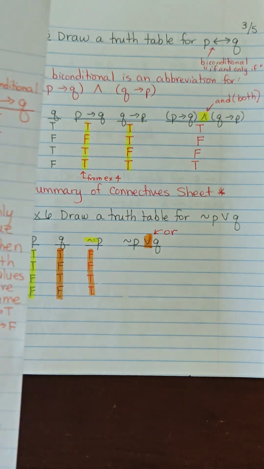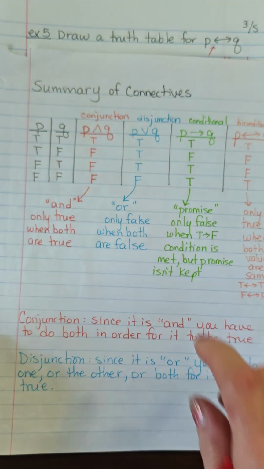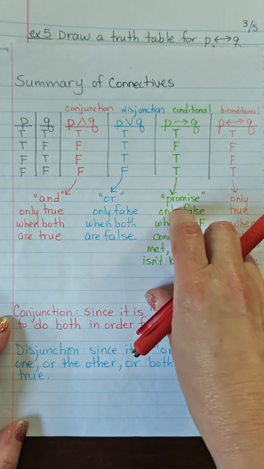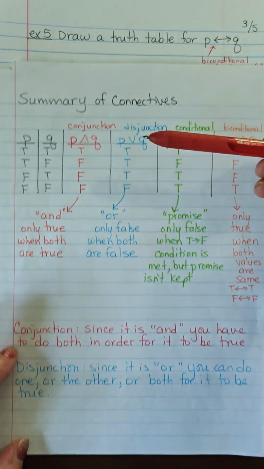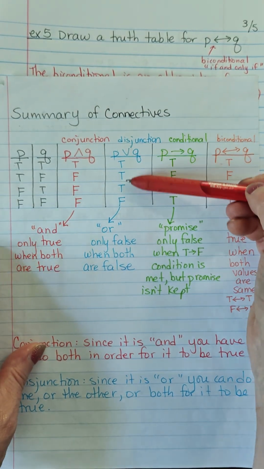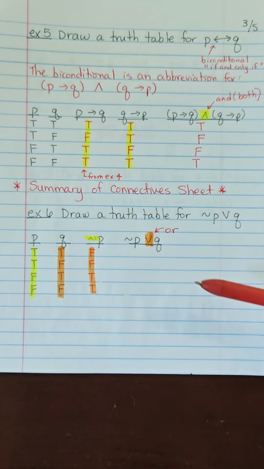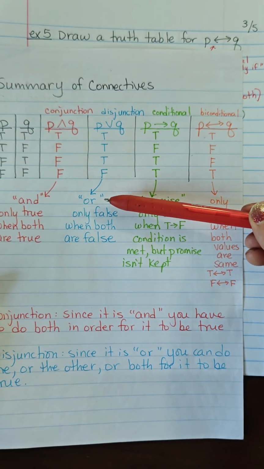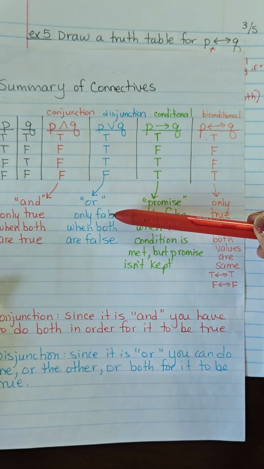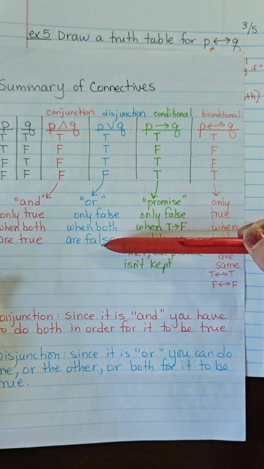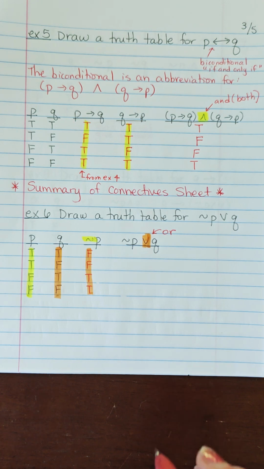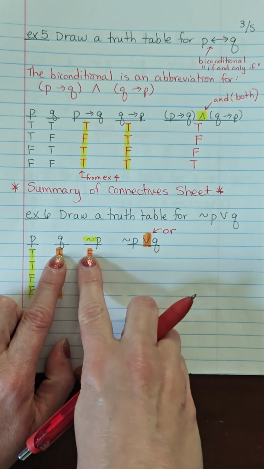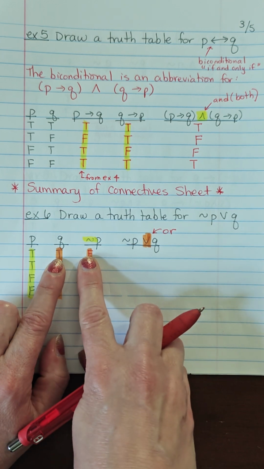And here comes the summary of connections. So you're going to use this disjunction. Because it's not just P or Q, don't just slap down true, true, true, false. I am connecting these 2 things. So let's go down here. It's an or statement. It's only false when both are false. This is only false when both of these are false.